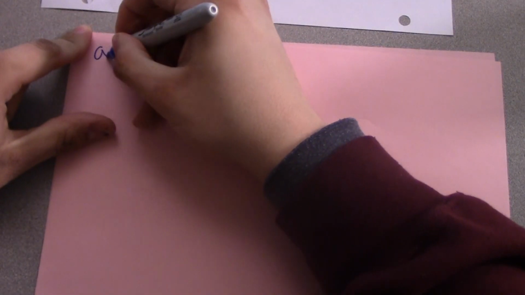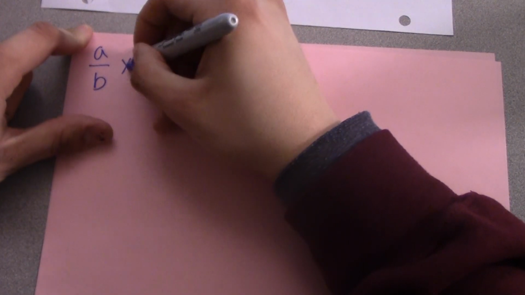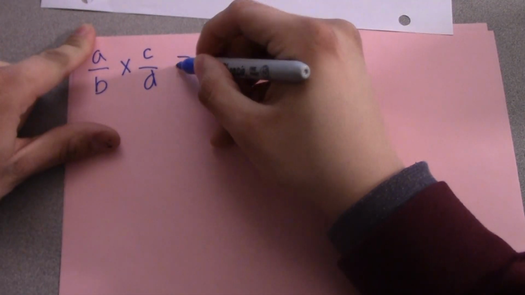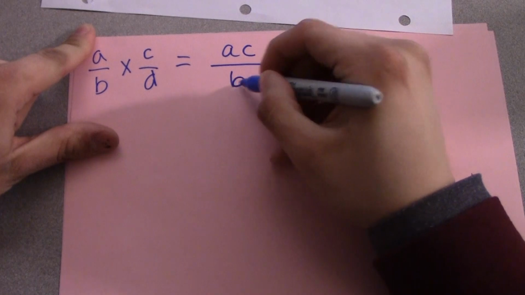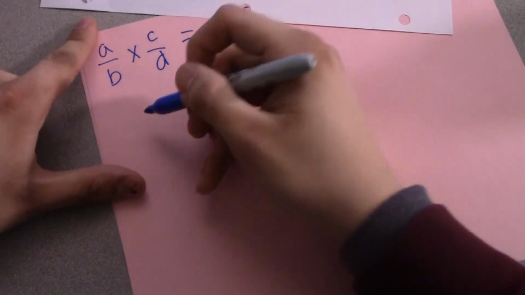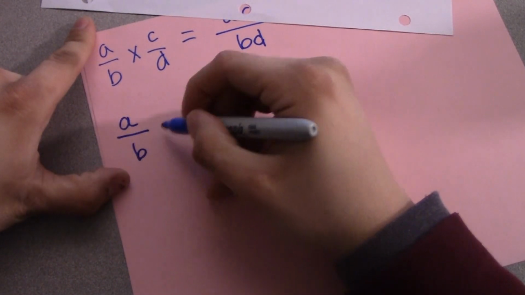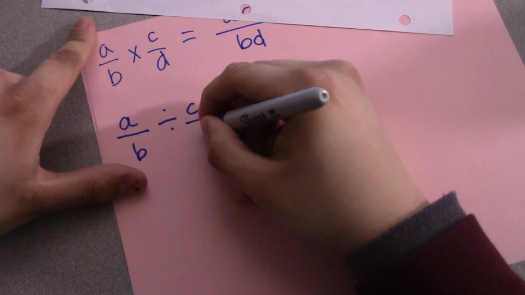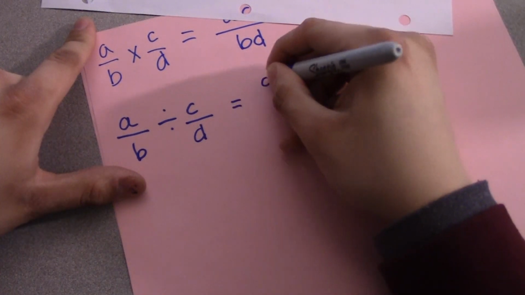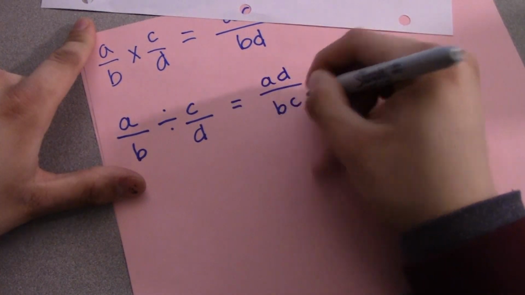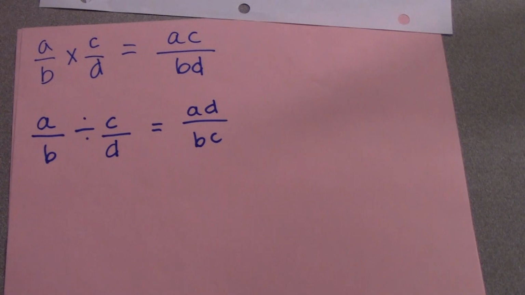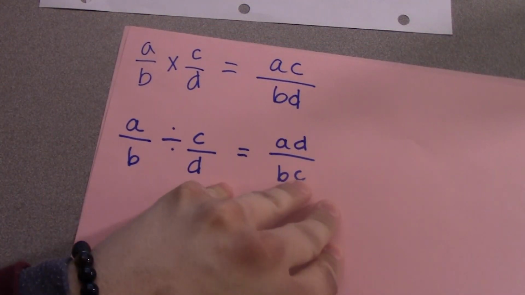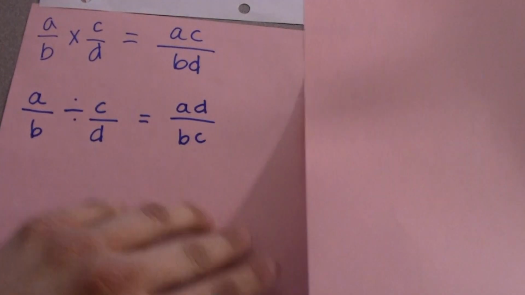So now that we know that A over B times C over D is equal to AC over BD, and when we divide it by something, it becomes AD over BC. So using this, if I were to ask you to solve a problem, you'd be able to do it pretty easily.